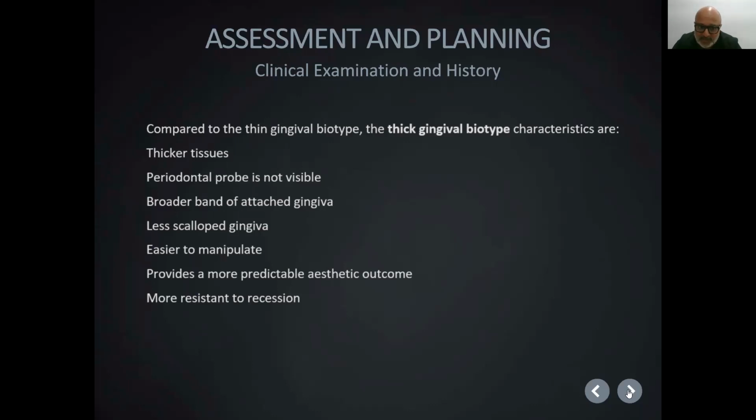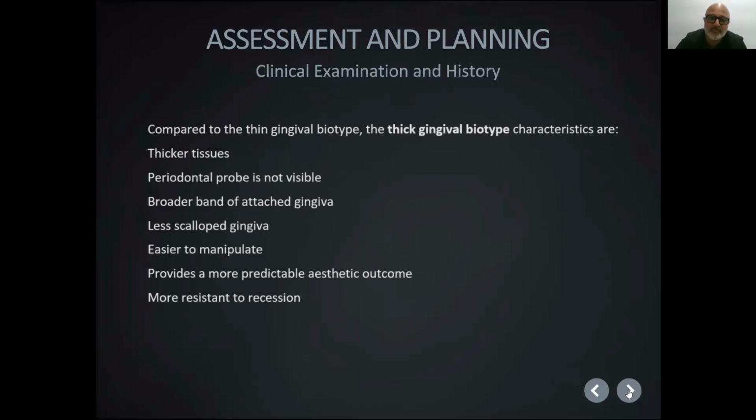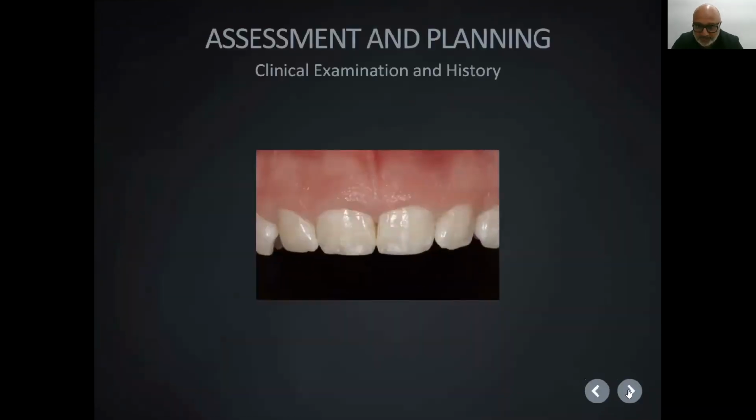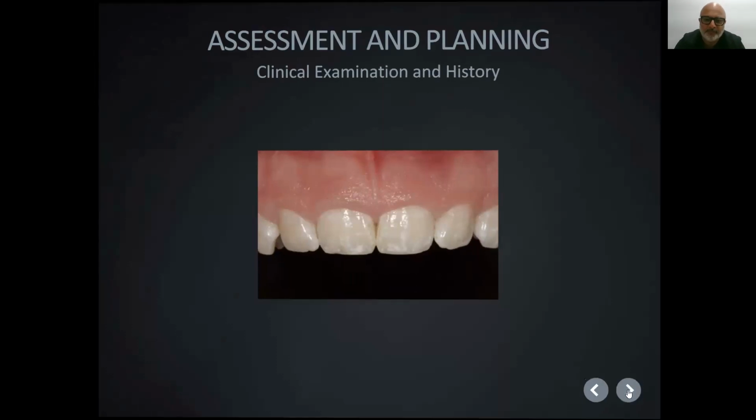Very long, pointy scalloped gingivae and papillae are much harder to deal with. Thick biotype is easy to manipulate, provides a more predictable aesthetic outcome because it doesn't tend to move or shrink or run away, and is more resistant to recession. Okay, that's what it looks like. When I was learning many decades ago as an undergraduate, it was described, I don't know if it still is, as stippling, like the skin of an orange. And I suppose you can see that really.